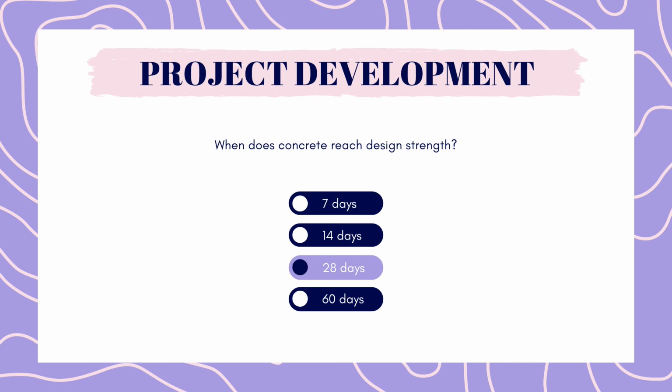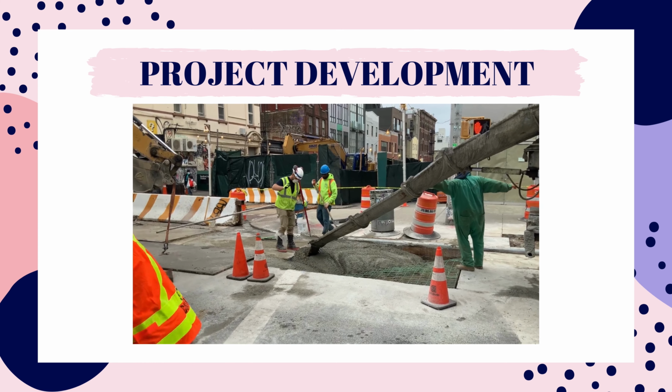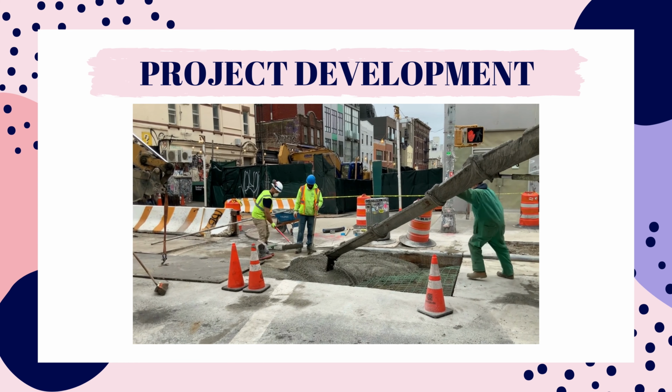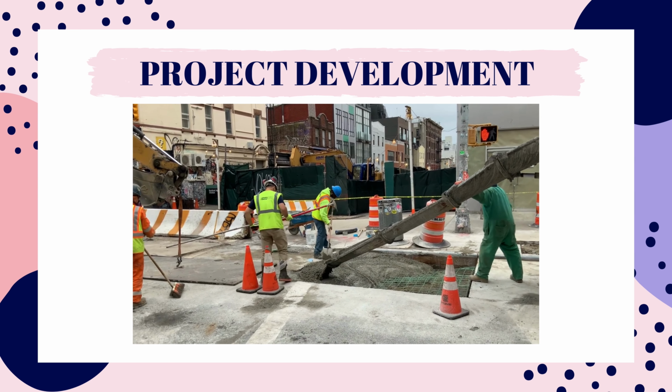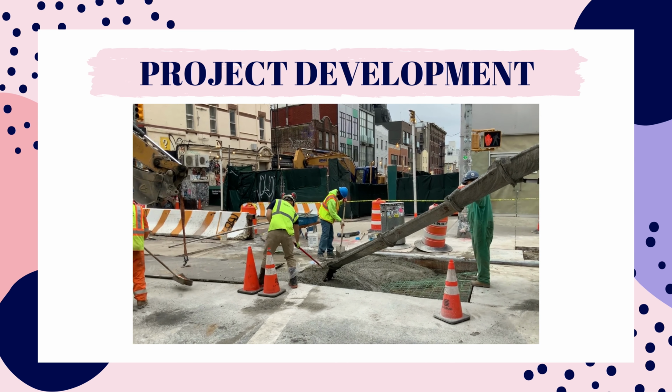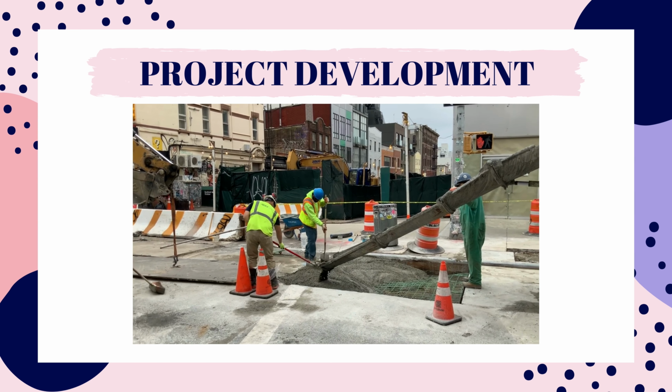And the answer is 28 days. Concrete hardens and gains strength during curing, which is not the same thing as drying. It gains strength through the chemical reaction between water and cement. Curing concrete under the proper conditions of moisture and temperature is crucial for the first 7 days. Design strength is the strength the concrete should be at 28 days. A core cylinder test is used once the concrete has cured for 28 days to verify it has met the required design strength. That's our questions for this week.